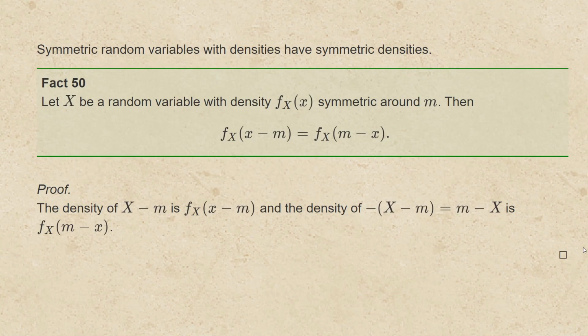Now, symmetric random variables with densities have symmetric densities. In other words, if x is a random variable with density f sub x of little x symmetric around m, then the density of big X at x minus m equals the density of big X at m minus x. The density of x minus m is the density of x at x minus m, and the density of negative of x minus m is the density of x at m minus little x, and so the result is shown.